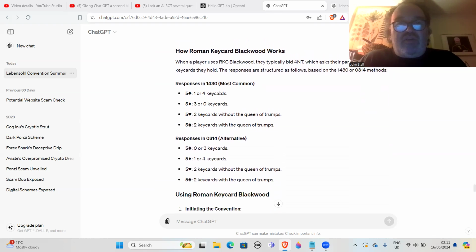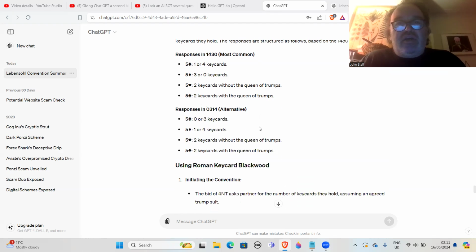So 5 clubs, 1 or 4 key cards, 5 diamonds, 3 or none. I think normally you say none or 3, but you know, fine. 5 hearts, 2 key cards without the trump queen. 5 spades, 2 key cards with the trump queen. Okay, and here it's reversed to 5 clubs and 5 diamonds bids, which is correct.